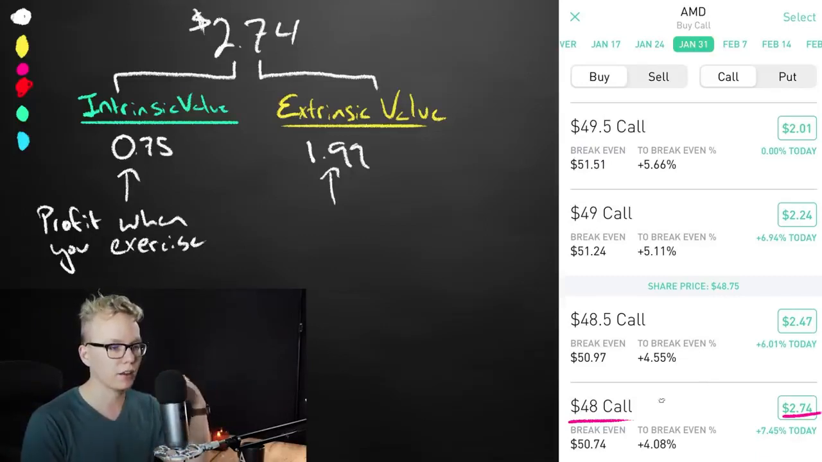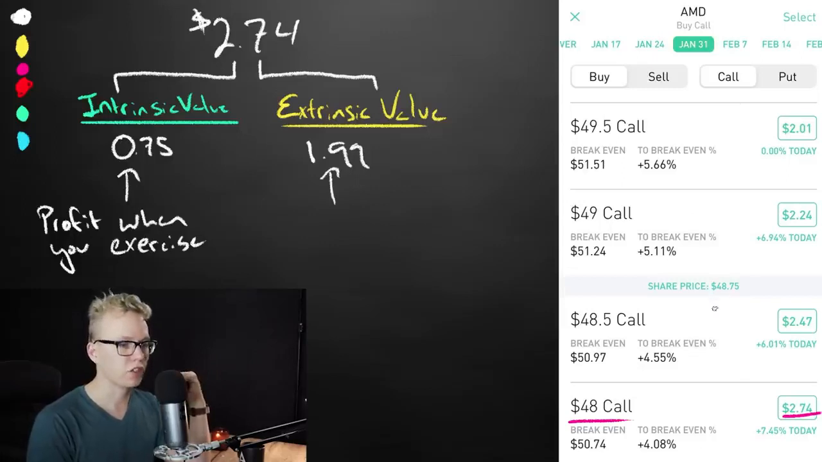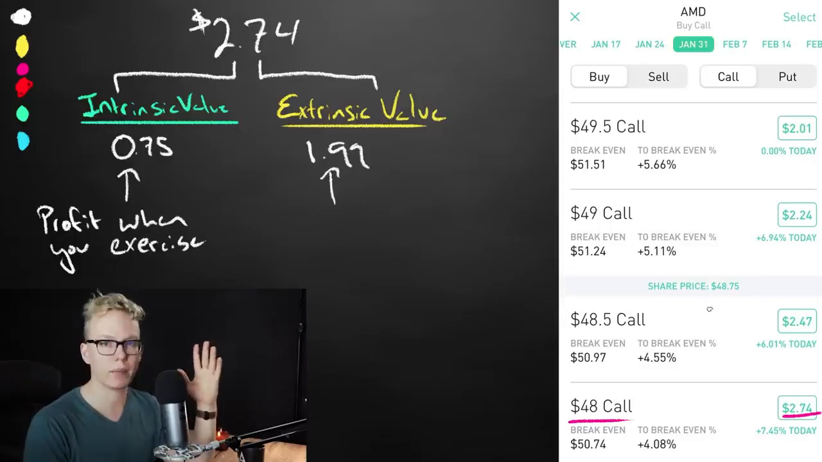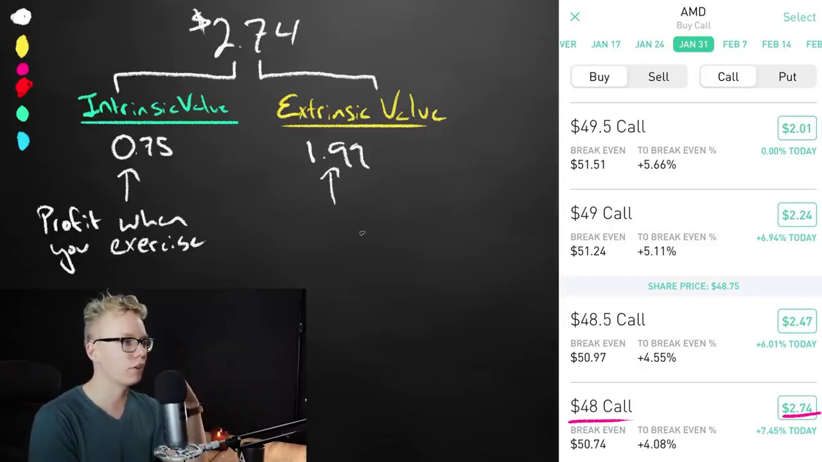It doesn't have to stay $1.75 in the money. It could be much, much deeper by the time we reach January 31st, theoretically. The share price could jump up to $55 and then it's way in the money. So there's some value given to it based on time to maturity.